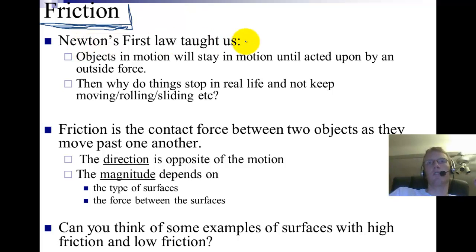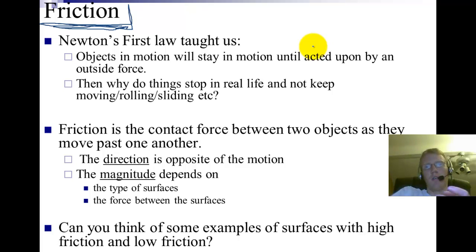So Newton's first law taught us that everything in motion should stay in motion, but when you look around you at the world, you see everything coming to a stop, like really quickly. If you push something, it doesn't stay in motion, it slows down and stops right away. And so you might be wondering, well, what the heck? Newton said an object in motion should stay in motion unless acted upon by an outside force. So either he was wrong, or there's an outside force acting on stuff all the time.